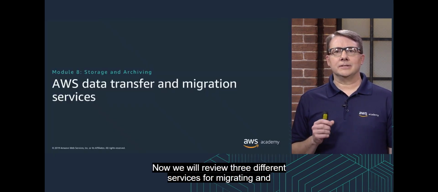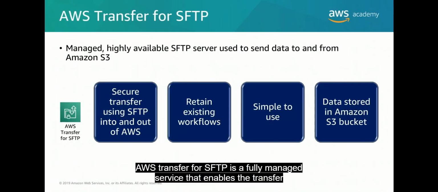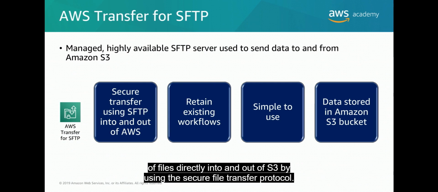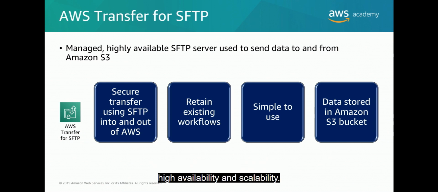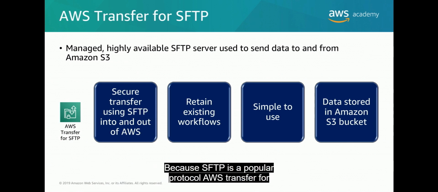Now we will review 3 different services for migrating and transferring data to AWS. AWS Transfer for SFTP is a fully managed service that enables the transfer of files directly into and out of S3 by using the Secure File Transfer Protocol. This service creates an SFTP endpoint to securely exchange data. It also manages the infrastructure that supports it to maintain high availability and scalability. Because SFTP is a popular protocol, AWS Transfer for SFTP can help you migrate your file transfer workflows to AWS.